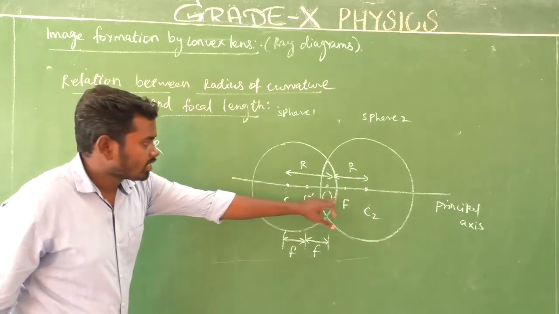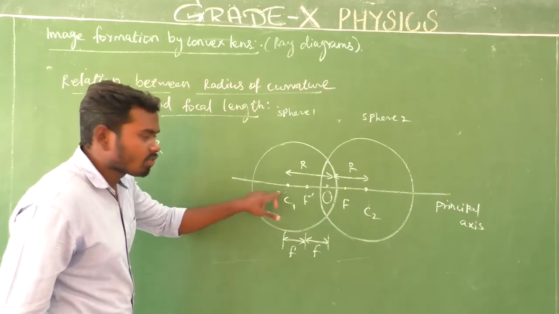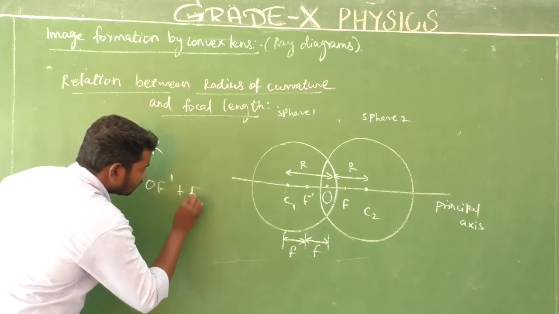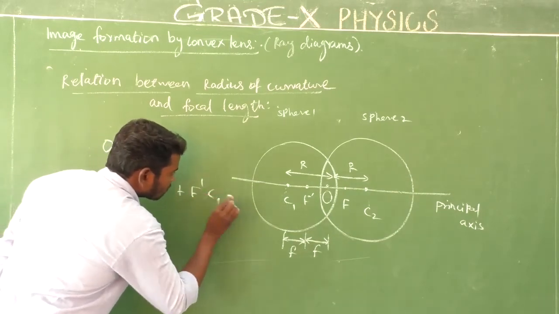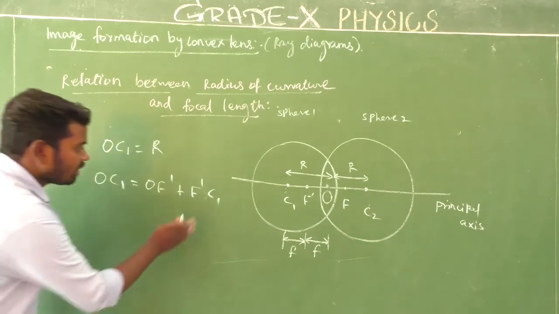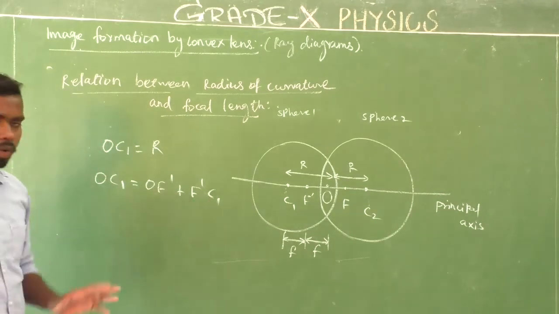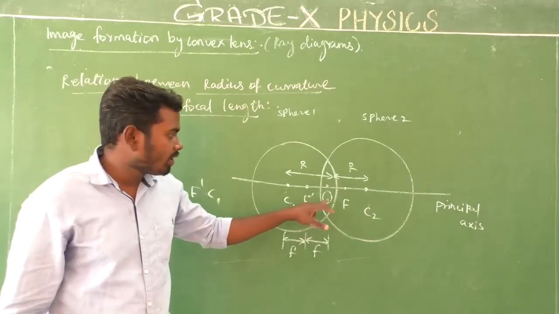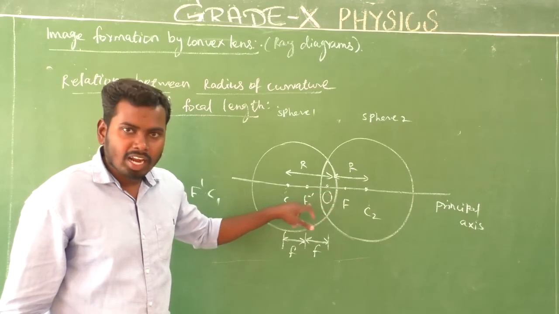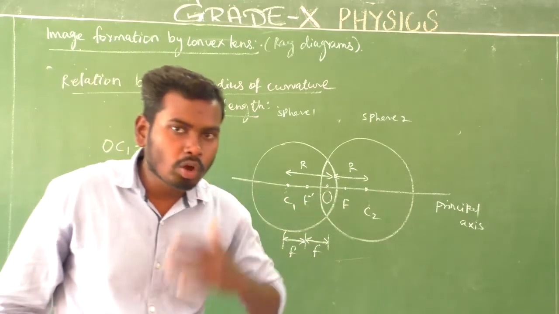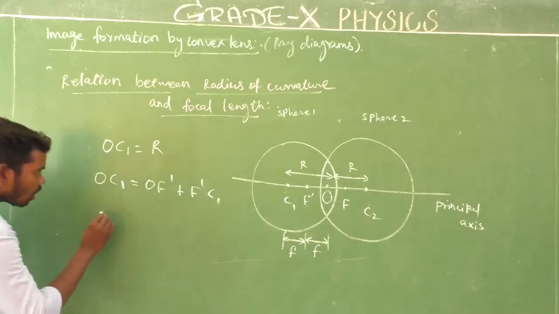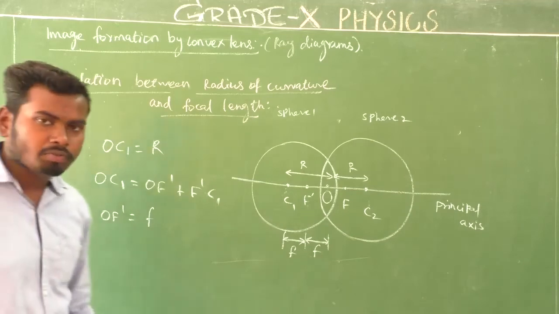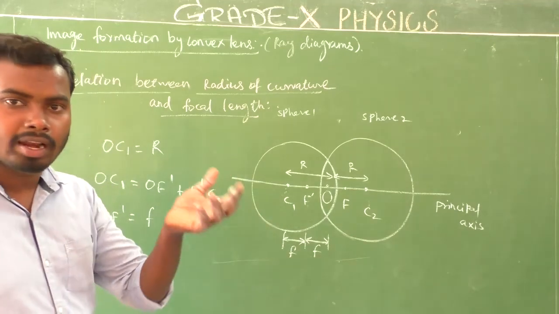So OC1, the distance between the optical center and center of curvature, is equal to OF dash plus F dash C1. This is very simple, very important one. Look at here. Is it clear? So what is the OF dash value, sir? What is the distance between optical center and focus? That is focal length. Already we know clearly. So OF dash is equal to F, which means focal length denoted by the letter F.